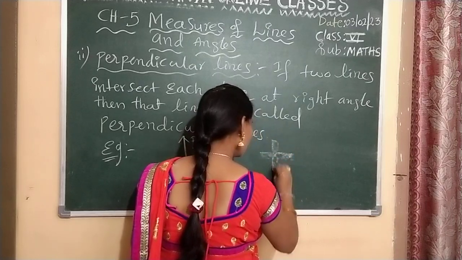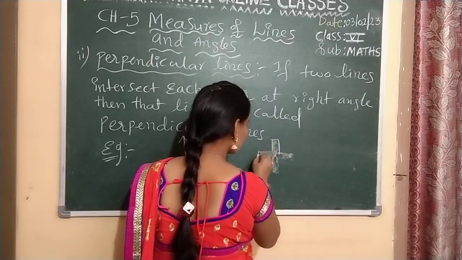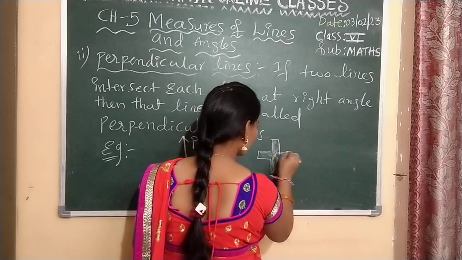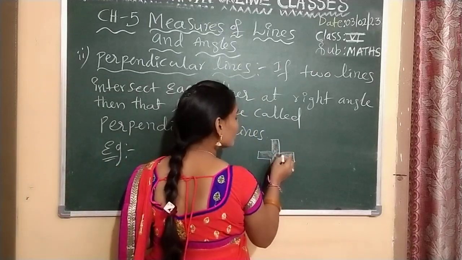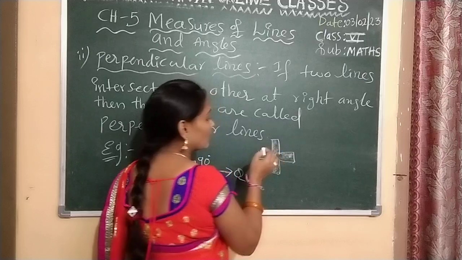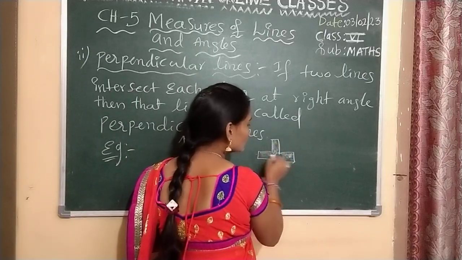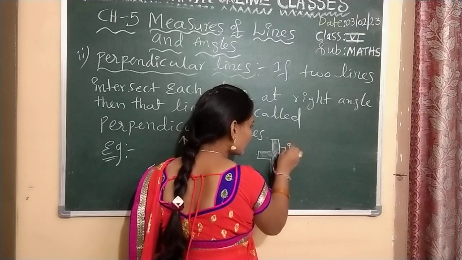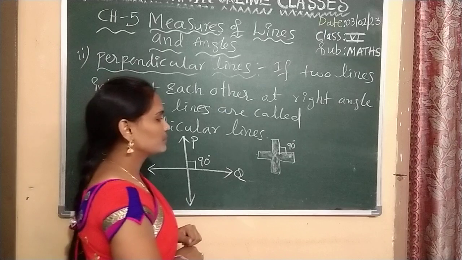Like this will be the symbol. In a hospital, if you go, you see it in red color, right? A plus symbol. Here, why are we taking the plus symbol as an example of perpendicular lines? Because this line and this line intersect at a right angle, 90 degrees. Right angle, plus symbol. Okay.